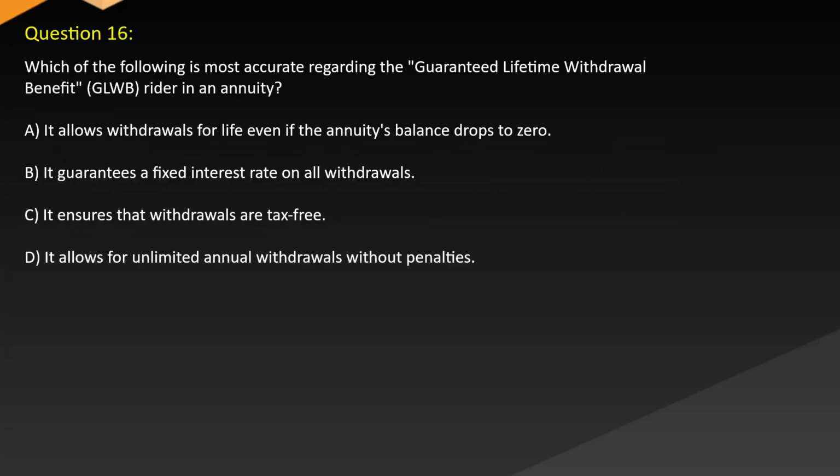Question 16. Which of the following is most accurate regarding the guaranteed lifetime withdrawal benefit provided in an annuity? A. It allows withdrawals for life even if the annuity's balance drops to zero. B. It guarantees a fixed interest rate on all withdrawals. C. It ensures that withdrawals are tax-free. D. It allows for unlimited annual withdrawals without penalties.